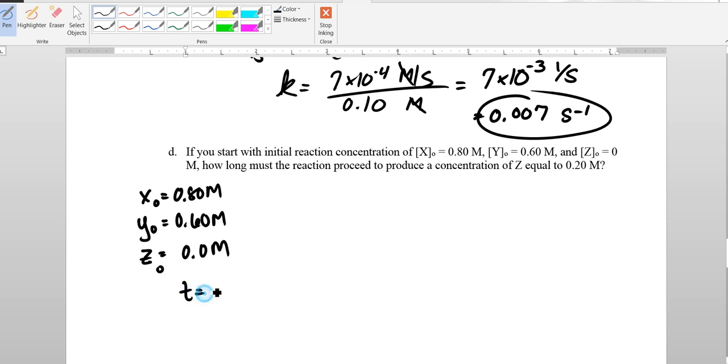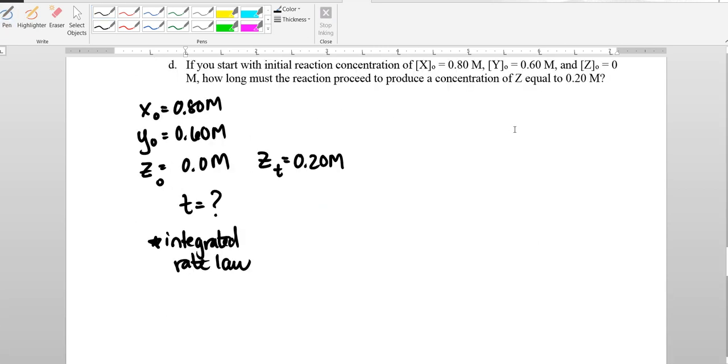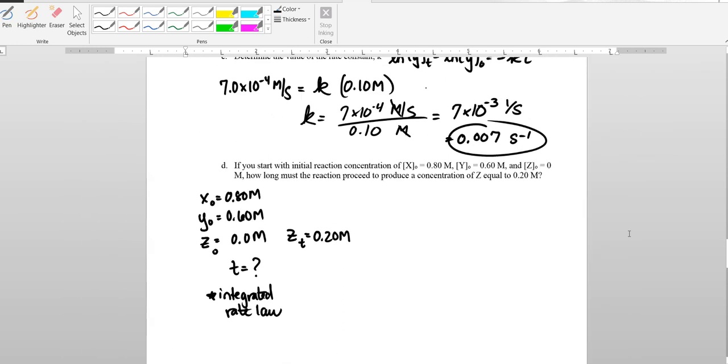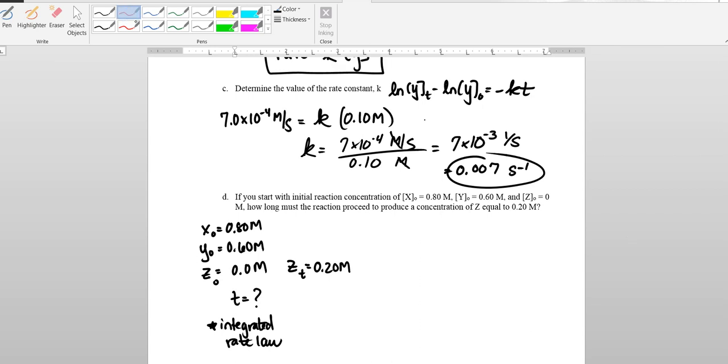We're trying to solve for time, so I probably want to use the integrated rate law, because I'm trying to solve for time. And how long must the reaction proceed to produce a concentration where Z, so Z at time t, is equal to 0.2 molar. All right, so a couple of things here. Let's take a look at this integrated rate law. It's right up here. And notice my integrated rate law is given in terms of y.